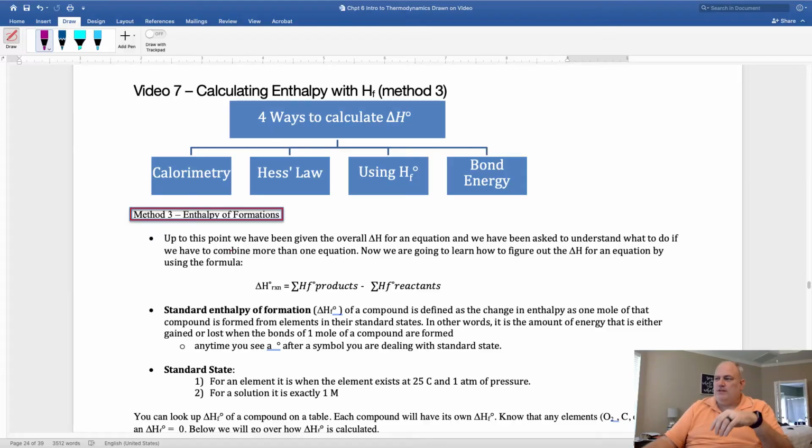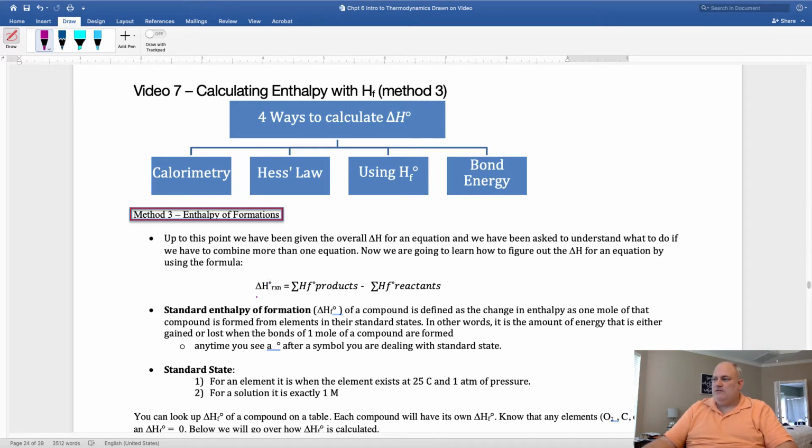So last video we talked about how to take a reaction that occurs in multiple steps and figure out the overall enthalpy from the individual steps. And so we did things like adding and flipping around equations. Today what we're going to do is work with an individual reaction.